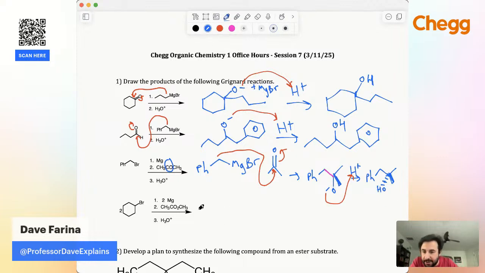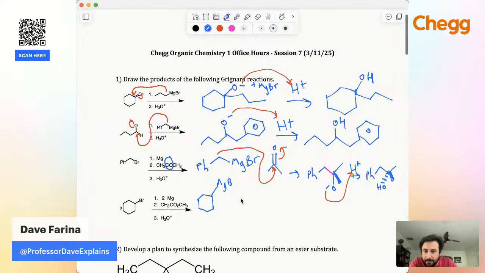And then for the last one here, okay, so now let's see. This looks a little different. We've got these 2 bromocyclohexanes and 2 equivalents of magnesium. So it looks like we're going to get 2 Grignard reagents for every molecule of substrate here. And so first up, we're going to get our Grignard reagent. So we have MgBr. And what is this reacting with?